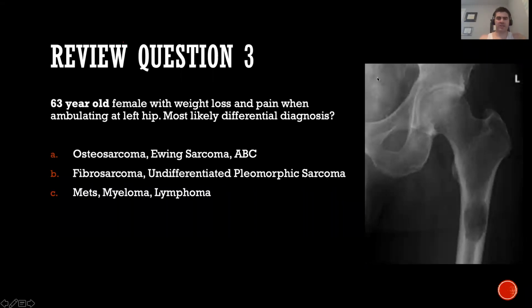All right, you have a 63-year-old female with weight loss and pain when ambulating at the left hip. We talked about differential diagnoses briefly, but what I want you to get into the habit of is looking at the age of the patient and not just the X-ray. Let's see if you remember some of the major things we talked about. Remember, this is an older patient. This question's all about age.